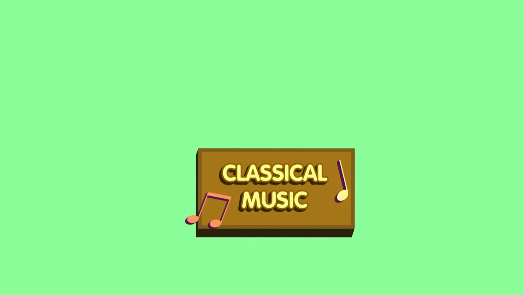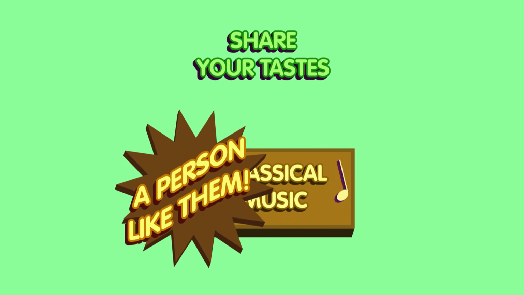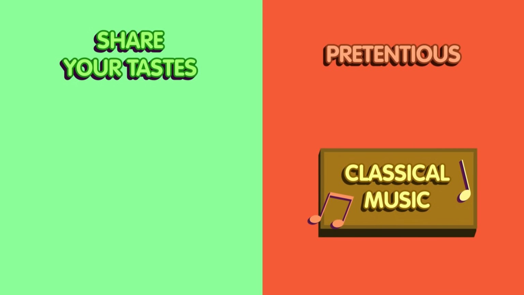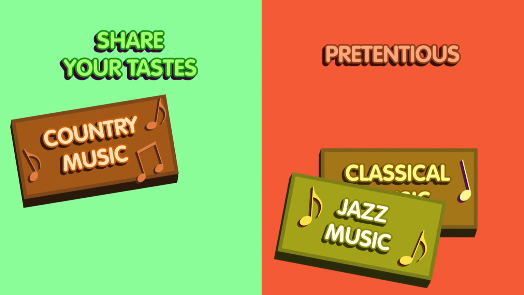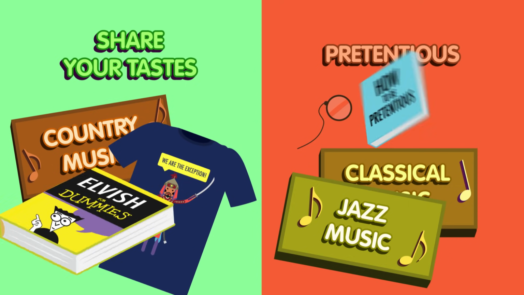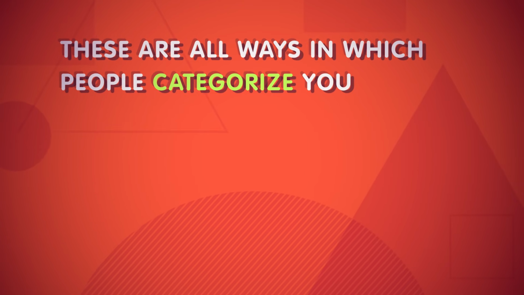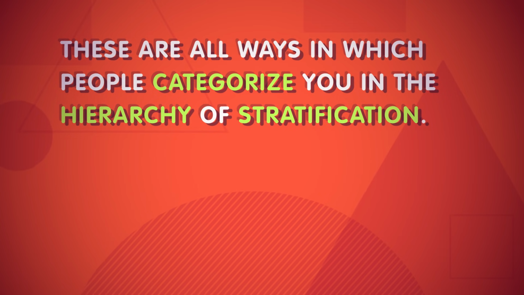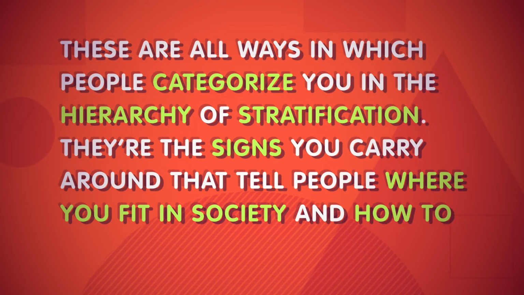So when you put on your music, your friend might recognize you as a person like them if they share your tastes, or maybe they don't recognize you as being like them, so they judge you for being pretentious. And this isn't because classical music is special somehow. It's true regardless of what kind of music you put on, and applies just as much to the clothes you wear, the books you read, and all of your other tastes. These are all ways in which people categorize you in the hierarchy of stratification. They're the signs you carry around that tell people where you fit in society and how to interact with you.